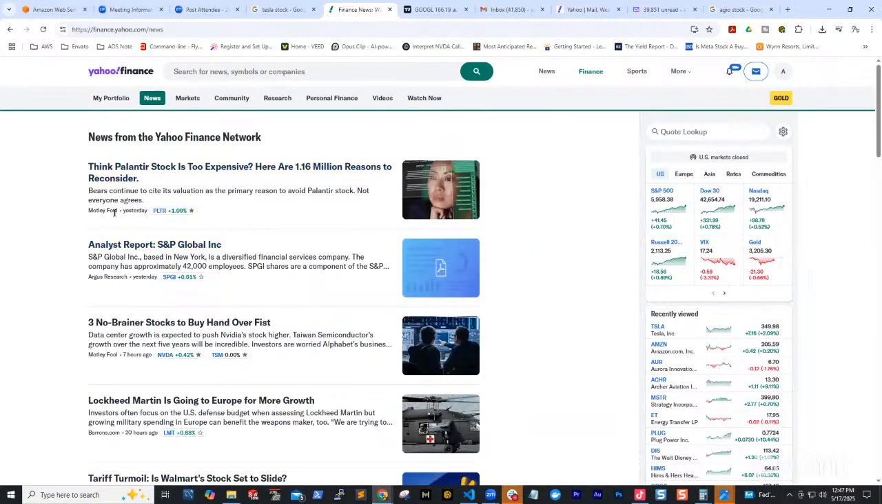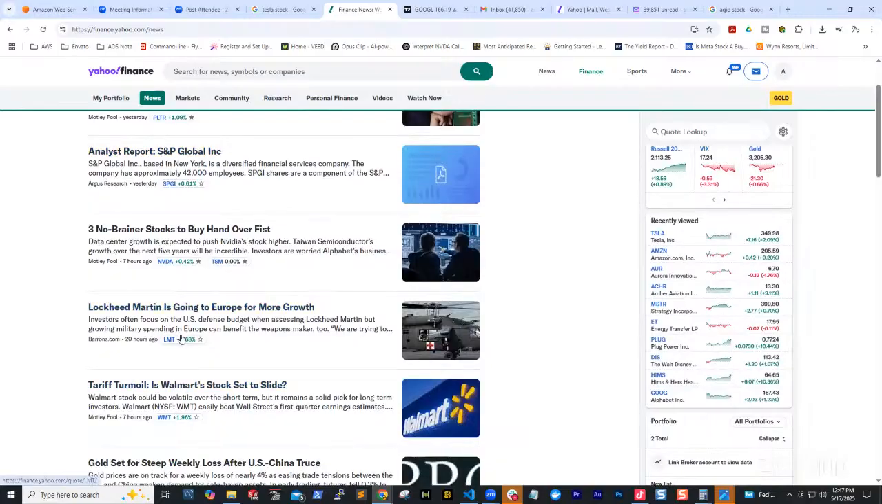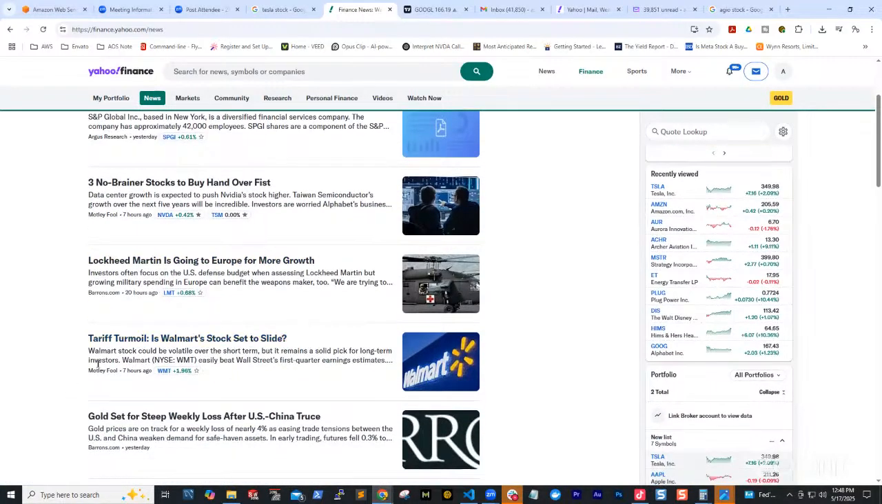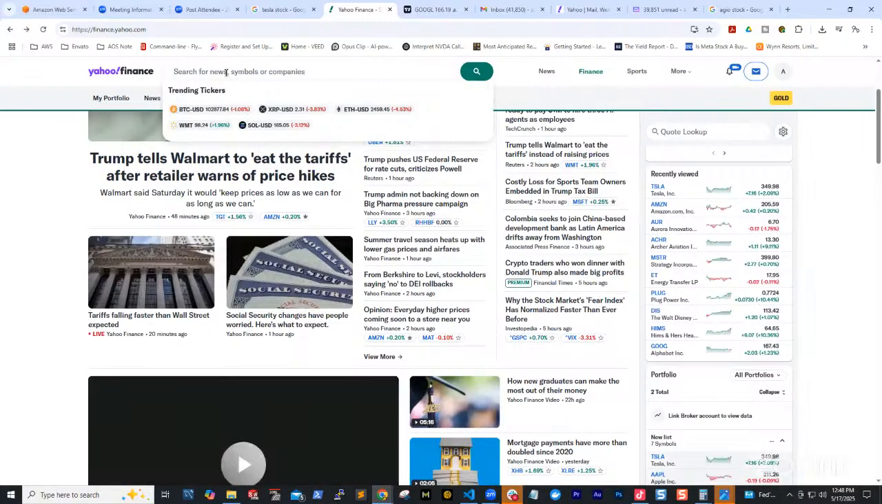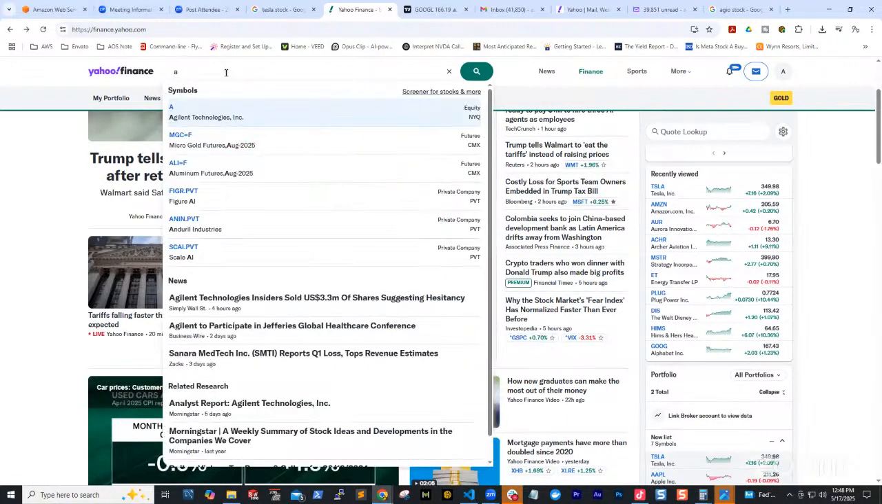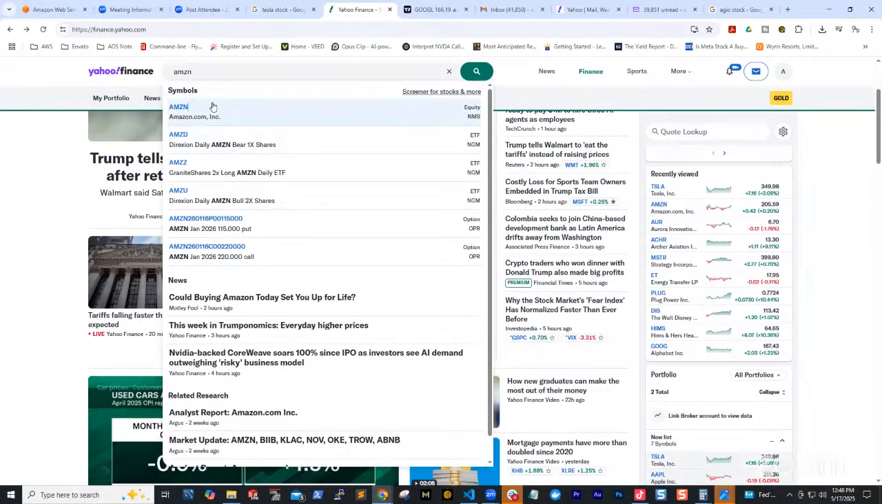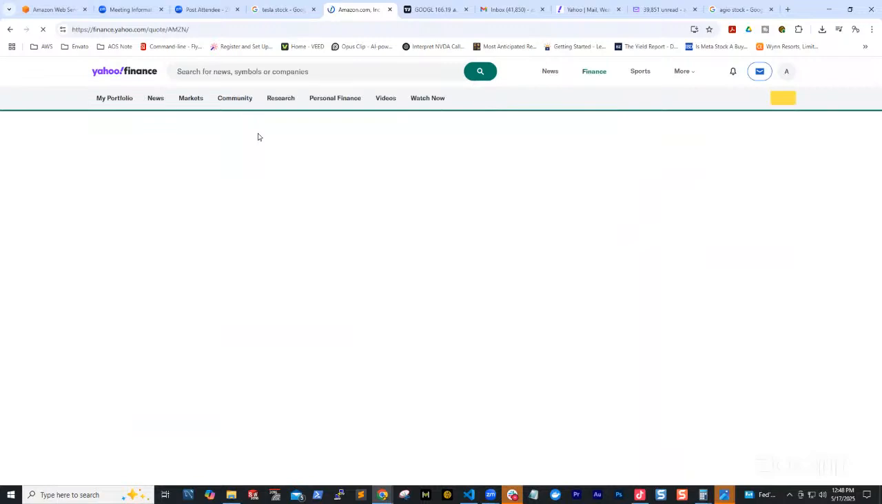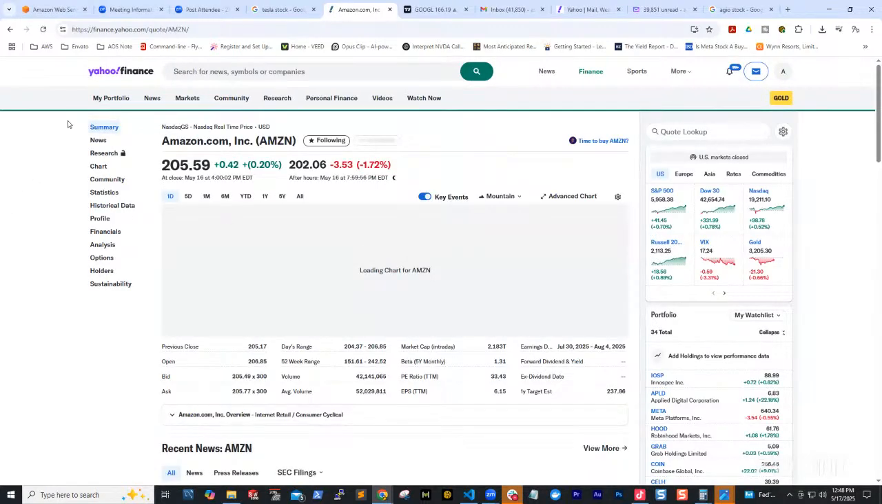You can see this article is from Motley Fool, Barron's, so from different people, right? So I like Yahoo Finance. If you search for any stock, right? You get all the information you can get about that stock here.